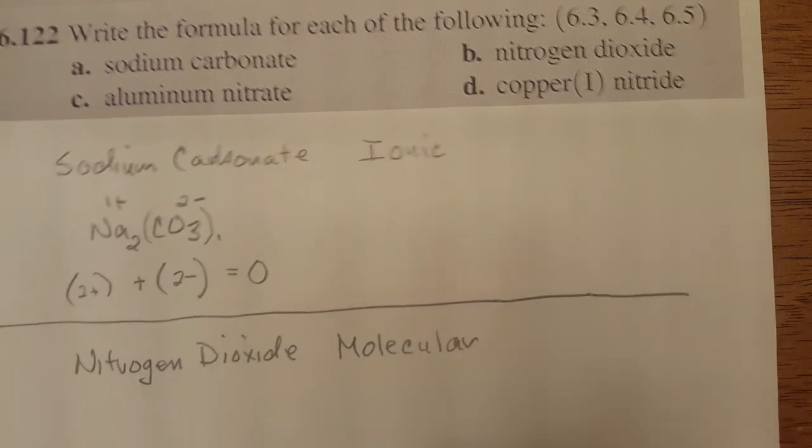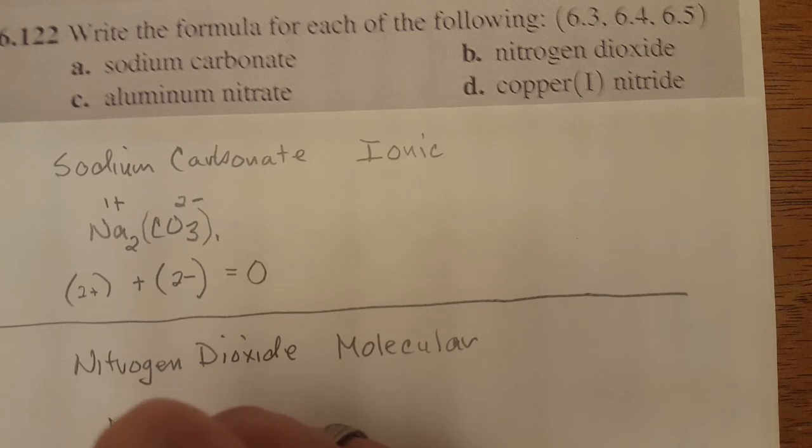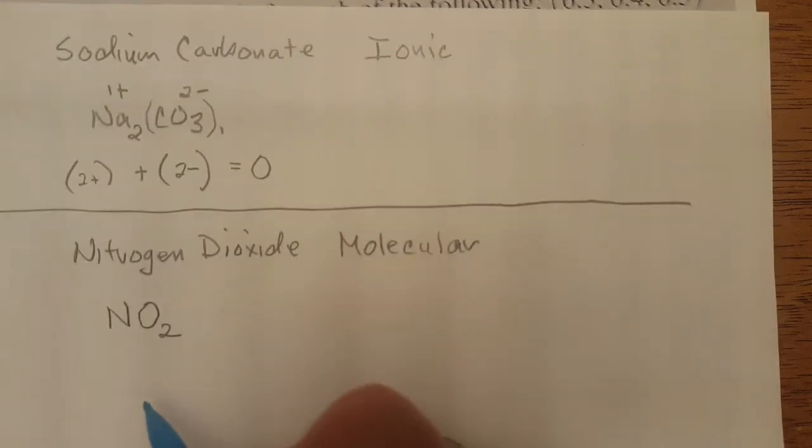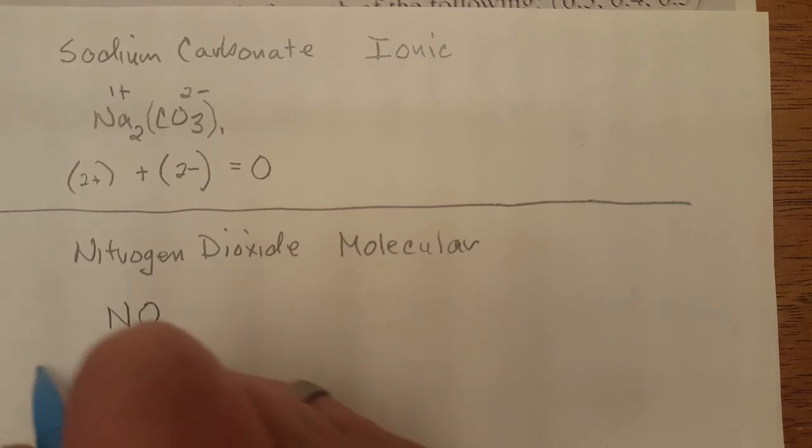A molecular compound. Write in the symbols. It's molecular, don't need to worry about the charges. Nitrogen, there's 1. Oxygen, oxide is 2. So that's nitrogen dioxide. These ones are pretty easy.